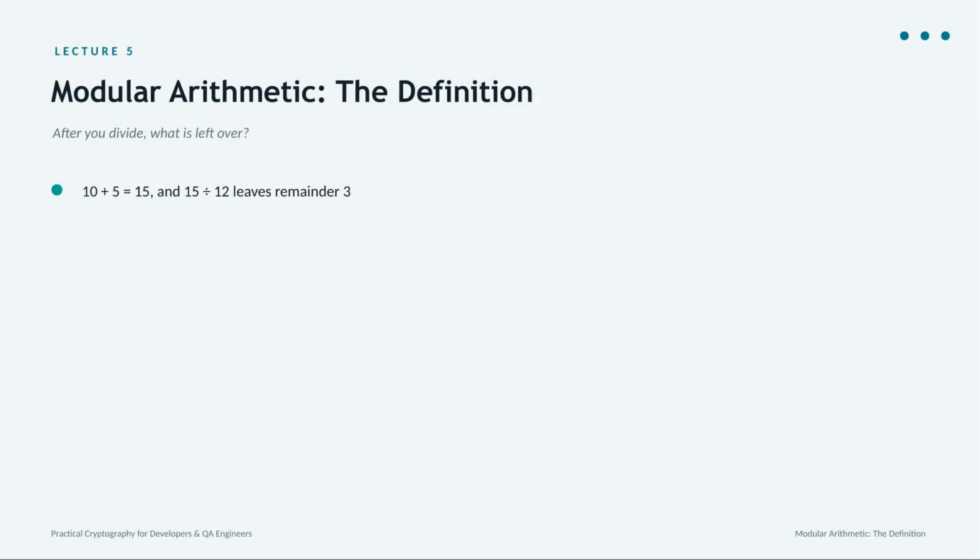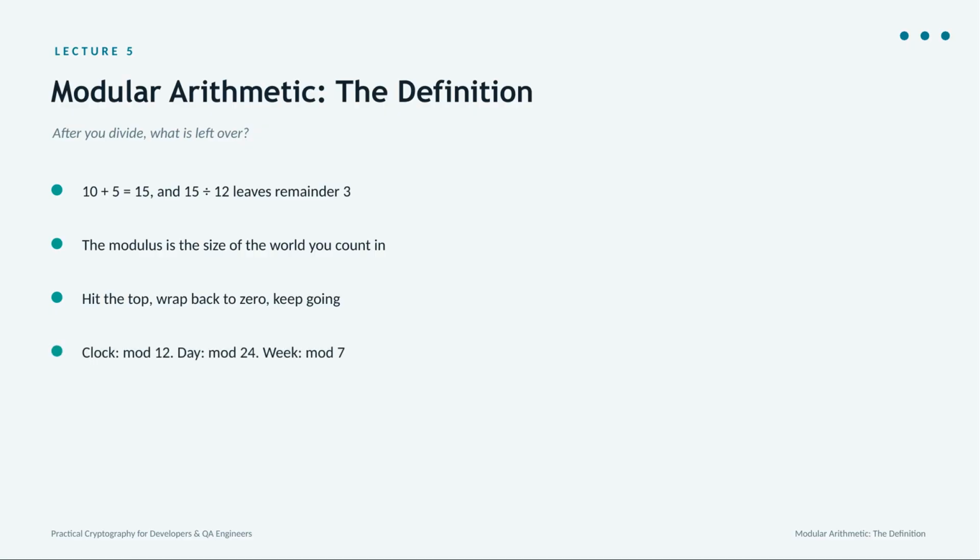So let me give a proper definition. Now that you've already felt it, modular arithmetic asks: after you divide, what's the remainder? When we say 10 plus 5 mod 12 equals 3, we mean 10 plus 5 is 15, and then 15 divided by 12 leaves the remainder of 3. The modulus, the 12, is the size of the world we're counting in. Everything wraps around once. It hits the top and starts over from 0.